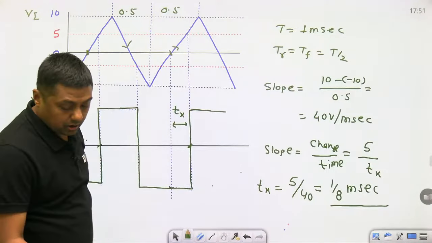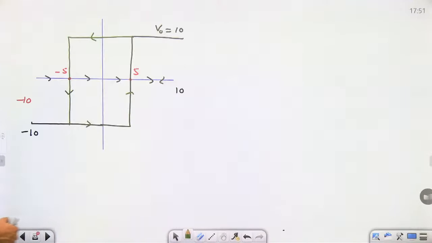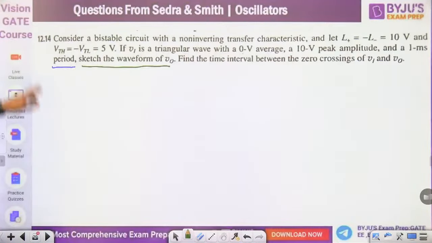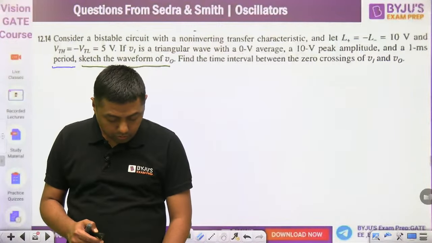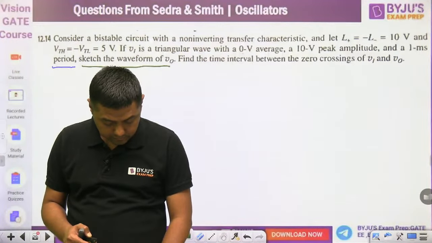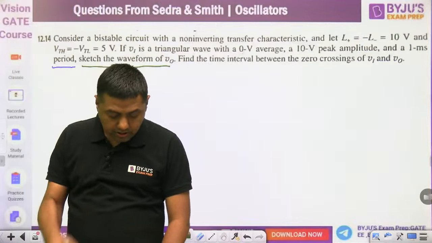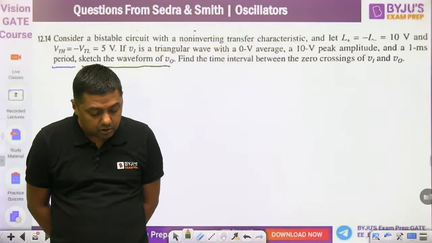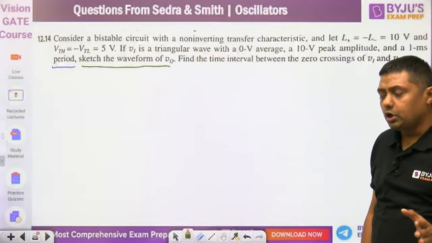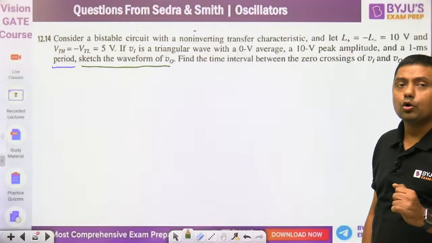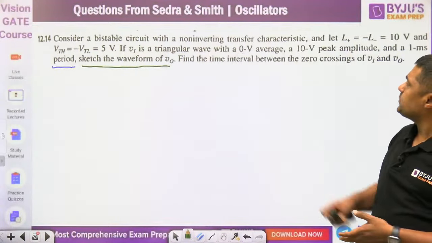So, question number 12.14, guys. Yes, that is the answer. 125 microsecond. This is the answer. So, are you getting my point? That is a standard question from the standard textbook. And yes, we can expect this.